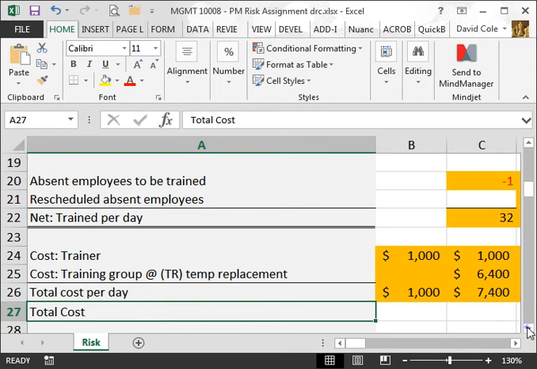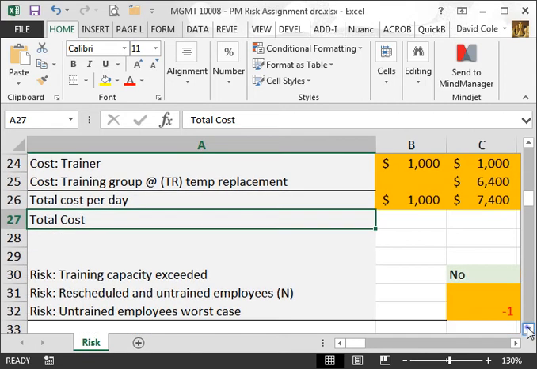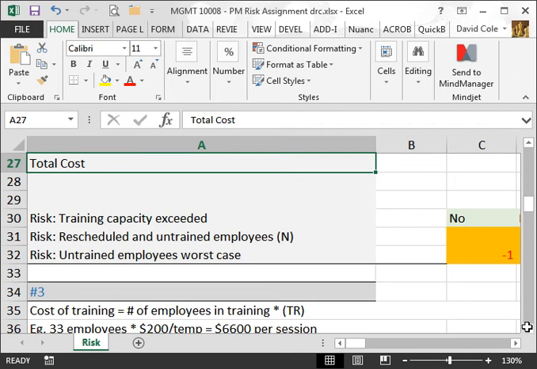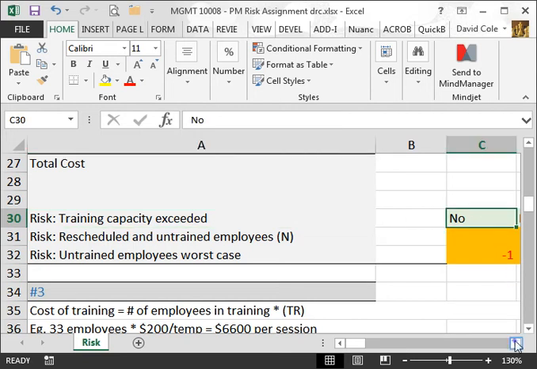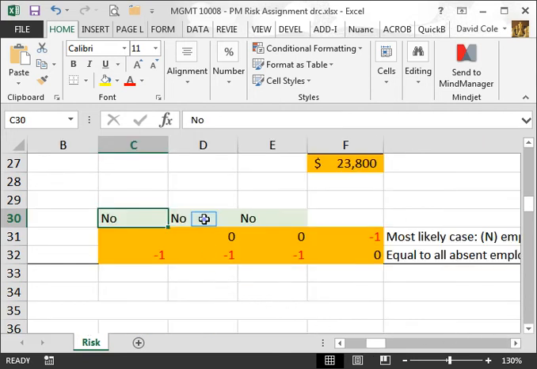Moving on. We are dealing with whether our risk and training capacity has been exceeded. So again, in our notes section, we're going to identify whether we've exceeded the training capacity. And you can see as we go through here that because we have the capacity of 40 students, we have not exceeded any of the training capacities.